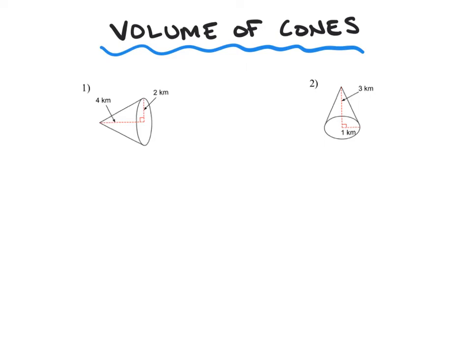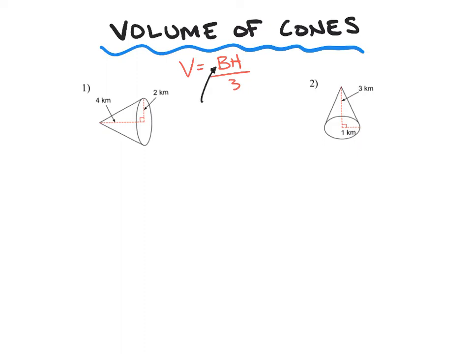Hey guys, in this video we're finding the volume of cones. And just like finding the volume of a pyramid, we're going to use the formula capital B times capital H divided by 3. So a cone is a lot like a pyramid. It only has one base and it has a point on the other side. So we're going to treat it just like a pyramid with a circular base.